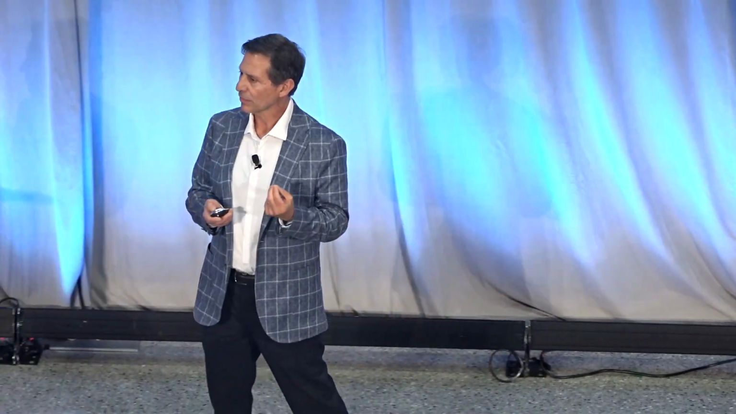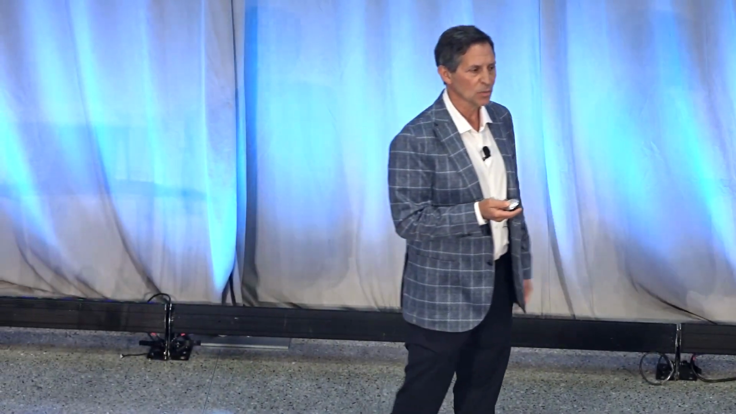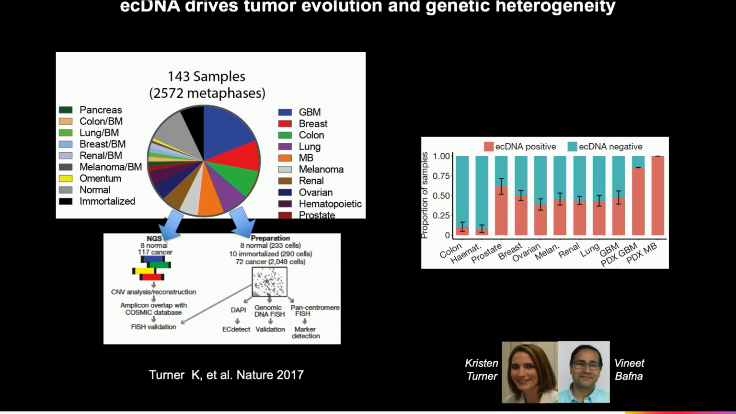So I began to think this was a much bigger problem and realized we need to actually interrogate where amplified oncogenes are. I began working with Vineet Bafna, a really outstanding computer scientist at UCSD, and this was work from Kristen Turner, at the time a postdoc in the lab. And the idea was, could we actually integrate the old with the new? Vineet developed a tool called AmpliconArchitect that could allow us to look at whole genome sequencing and ask, did an amplicon arise as a circle?